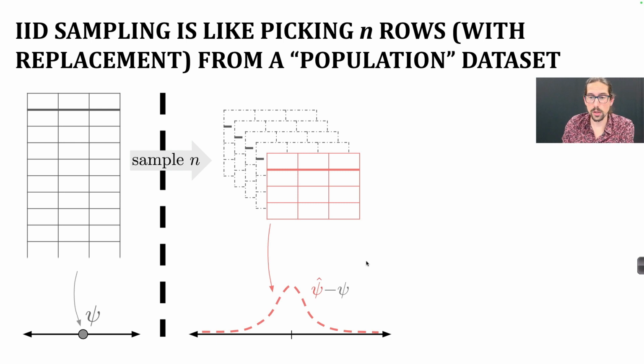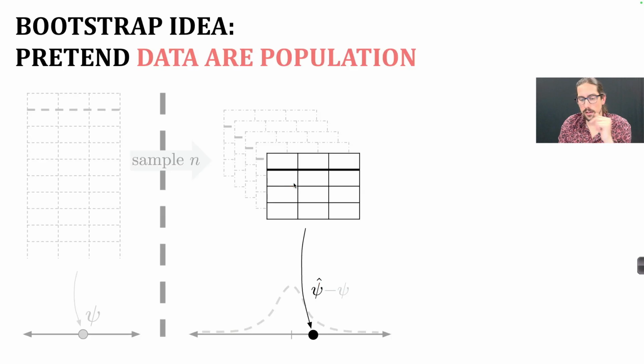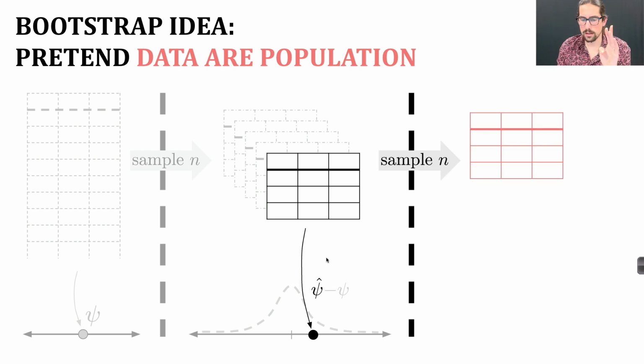What we can do is imagine that the sampling process is like if you had a population data set, it's like picking n rows from this, right? So now we're going to say, okay, I don't have the population data set, I have our data set. What if I mimic that process? What if I pretend that the data I observe are the population and the estimate that I calculated is the truth? Let's just go with that for a second.